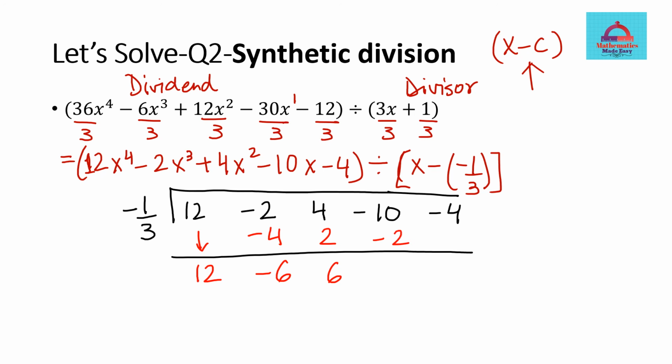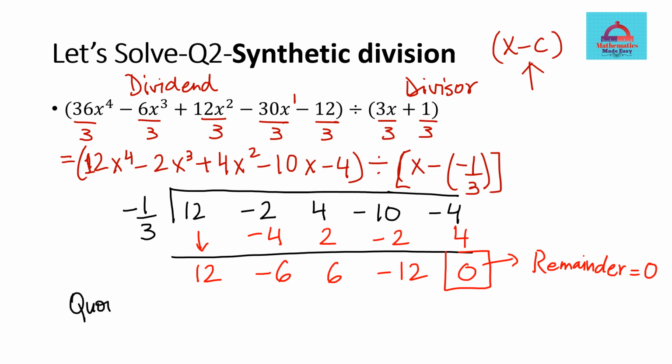Add negative 10 and negative 2, negative 12. Multiply negative 12 by negative 1 over 3, same as 12 divided by 3, which is 4. So now negative 4 plus 4 is going to give you 0. So this is a good question. You have your remainder as 0. Okay, and now you have got the coefficients. So let's write the quotient also.